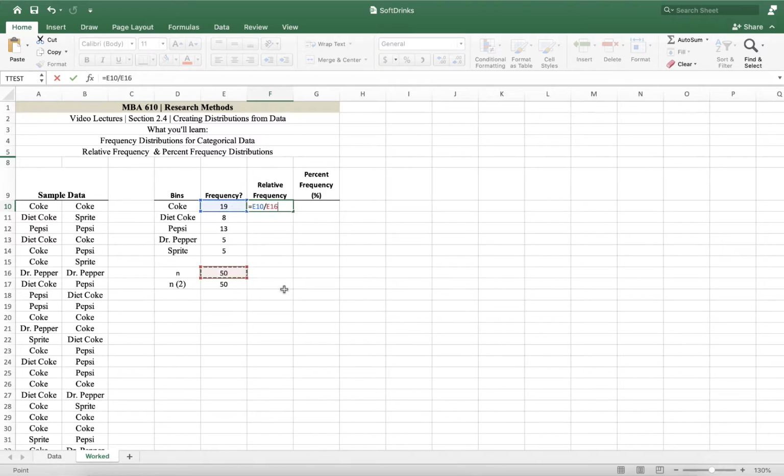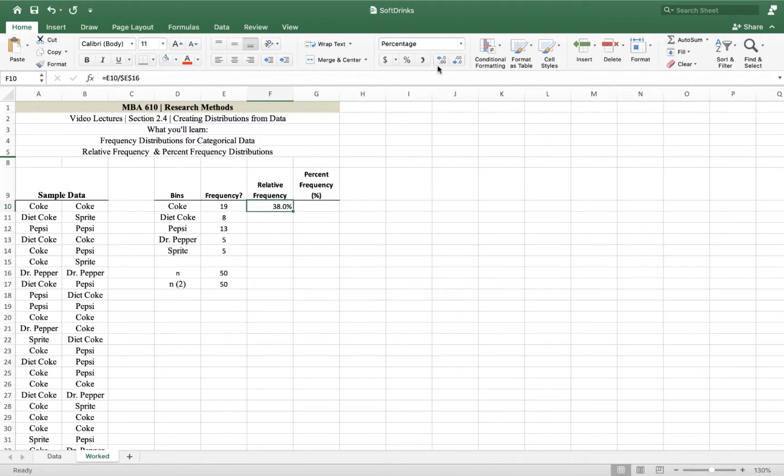And because I want to drag down this formula and I don't want that 50 to shift, I'm going to use a Command T there. It would be F4 if you're on a PC. And it's going to say 0.38. That's my relative frequency. We can think of that as 38%. I would typically format this as a percent and add 1 decimal and call myself done.